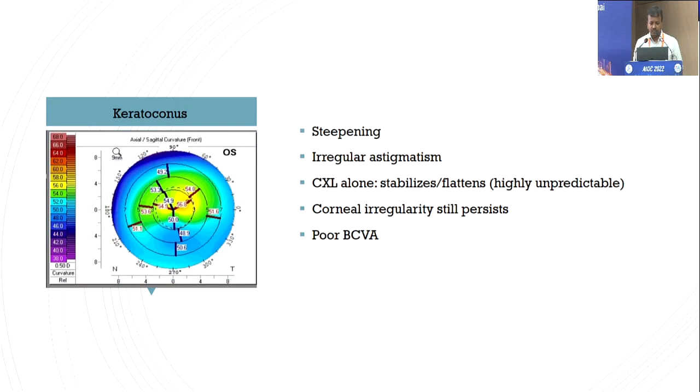Keratoconus is characterized by steepening, and there's a lot of irregular astigmatism. To tackle this progression of keratoconus, we have only one procedure, that is CXL. If we do CXL, it just stabilizes or flattens the cornea, and the results are usually unpredictable. Some cases respond very well, with flattening of about 2 to 4 diopters, but some cases really fail to respond. Because of that, corneal irregularity still persists, there will be poor BCVA, and some cases may even have scarring. So they usually get up to about 6/9 to 6/6 with rose K lenses.